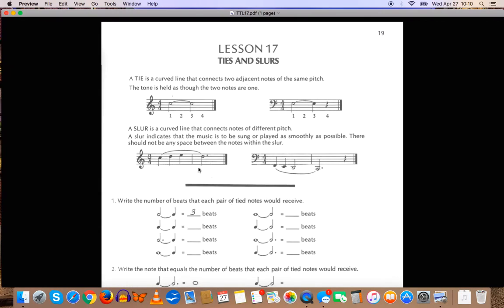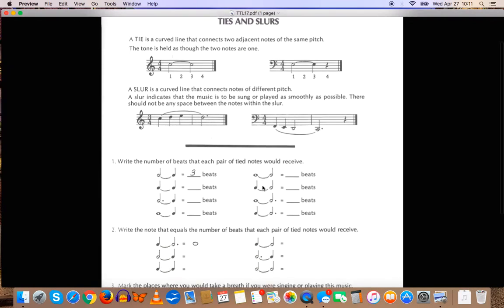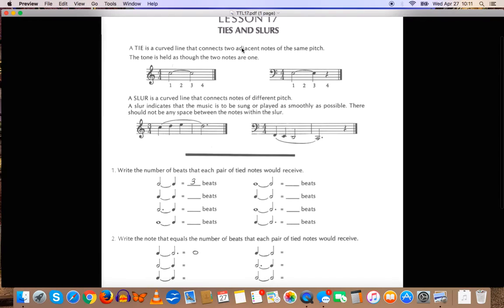Now, a slur performs a different function. Basically, it tells the reader that these notes need to sound smooth, kind of legato, smooth and flowing. Technically, what that means is you need to make each note ring up to the beginning of the next note. That's technically what happens, but you just want to make it sound as smooth as possible. Okay, so let's see if I missed anything.